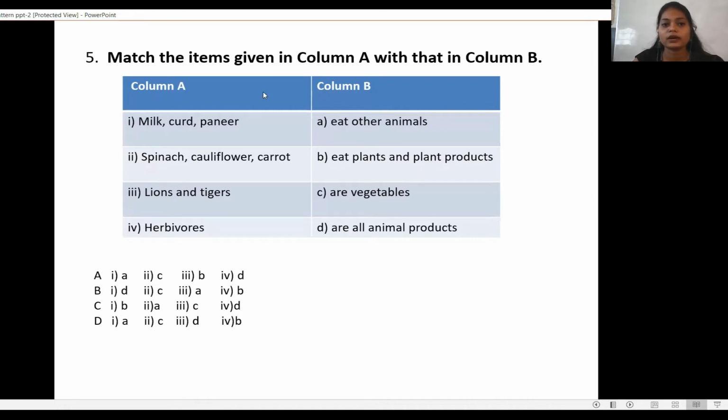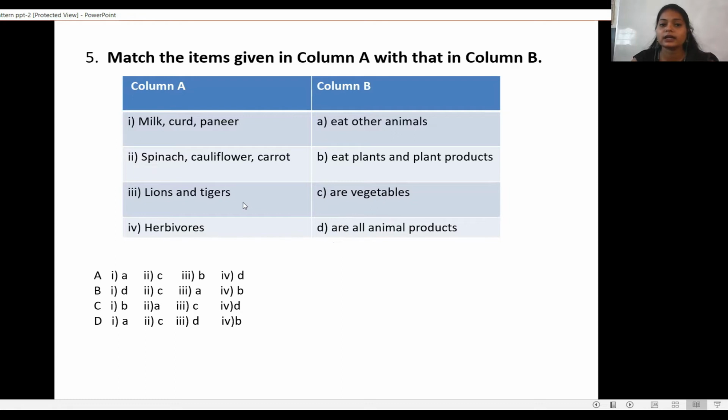So first of all, here what you have to do is match column A with column B. The options are given, so you have to pick the correct order of the match. First of all, milk, curd and paneer. What are these? These are the products which we obtain from the animal. Spinach, cauliflower and carrot. What are these? These are the vegetables. So for second, C will be the correct option.